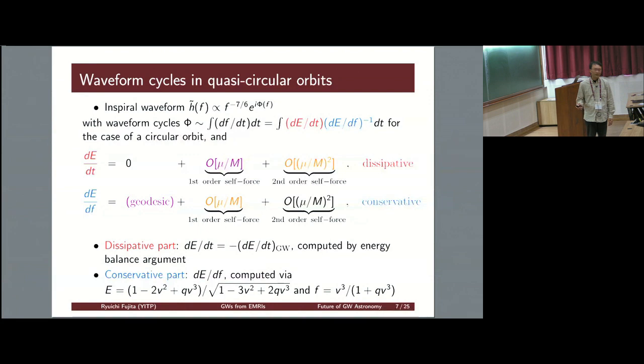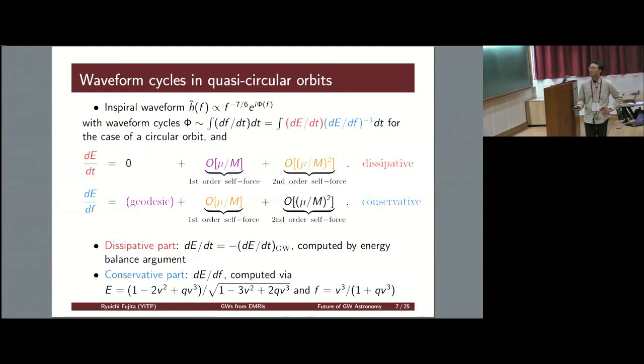f is, for example, the frequency of gravitational waves. For simplicity, if we consider circular orbits, then this df/dt can be expressed in terms of dE/dt and dE/df. Here E is the binding energy of the particle. Then those two components can be estimated as follows.